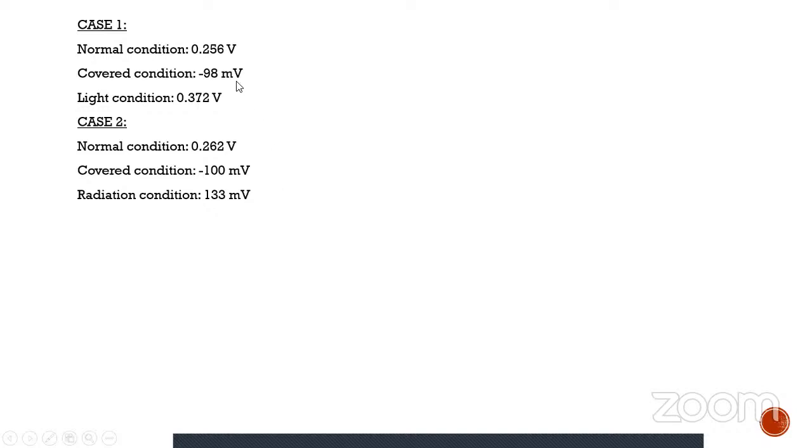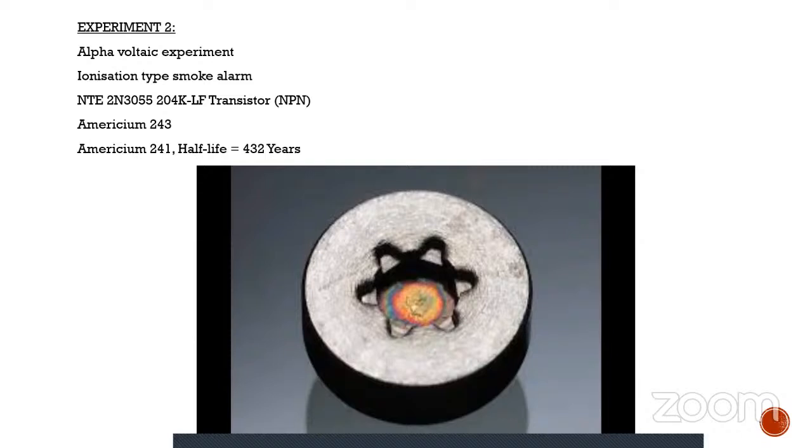So from covered conditions, or during light conditions, it delivers 0.372 volts. But if we use radiations, we can have 133 millivolts of power delivery from that. So this is an experiment which we can do. I would suggest that this is just an experiment, and we shouldn't do these experiments on our own, because it can be harmful also. This is just to have a look at the power figures and the efficiencies and all of that. This is not for anyone to play around with.